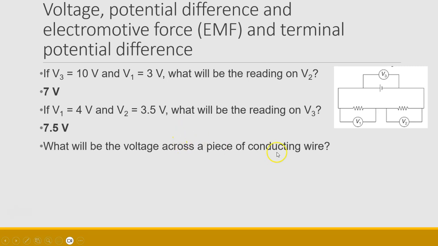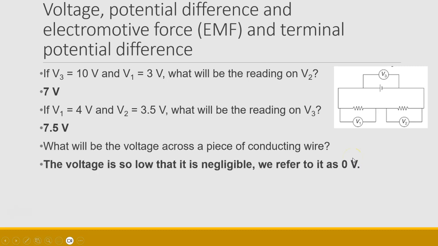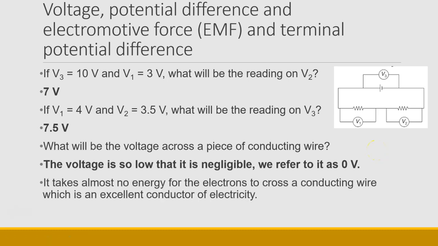What will be the voltage across a piece of conducting wire? As already mentioned, the voltage is so low that it is negligible. It's not exactly 0 volts, but we refer to it as 0 volts. And that's because it takes almost no energy for the electrons to cross the conducting wire, which is an excellent conductor of electricity. So it offers very, very low resistance, a very easy path for the electrons.